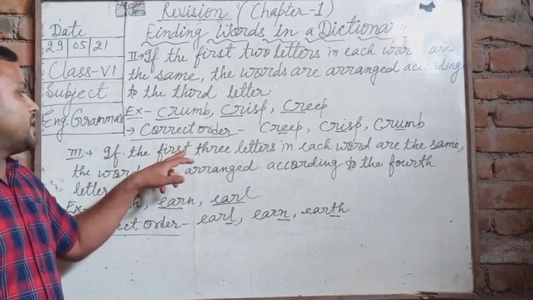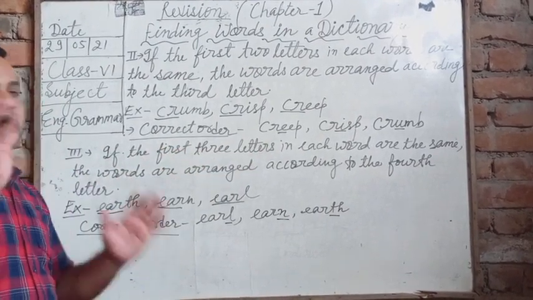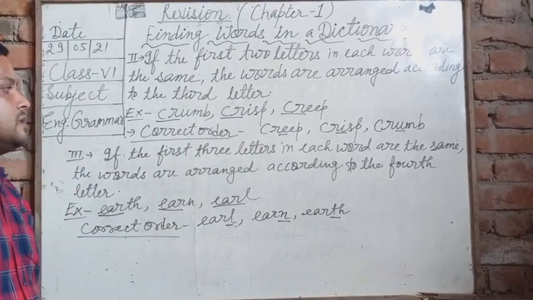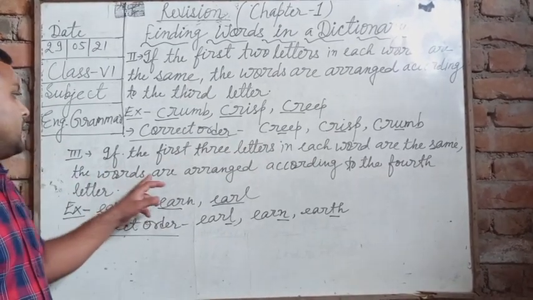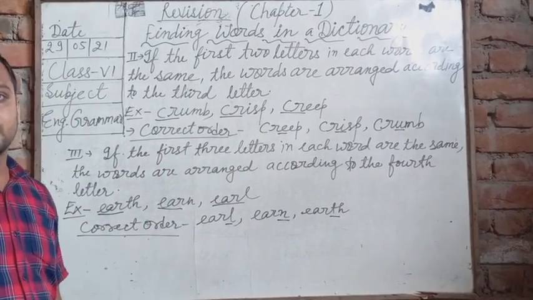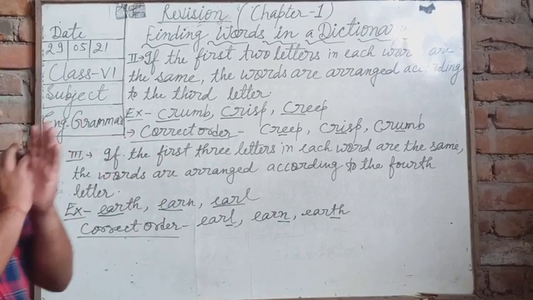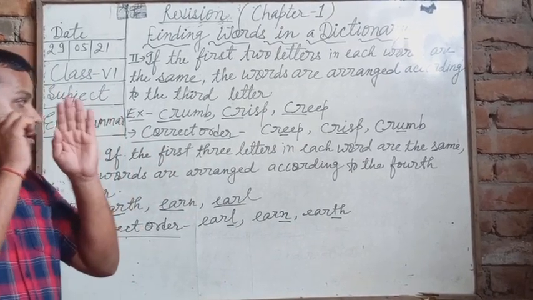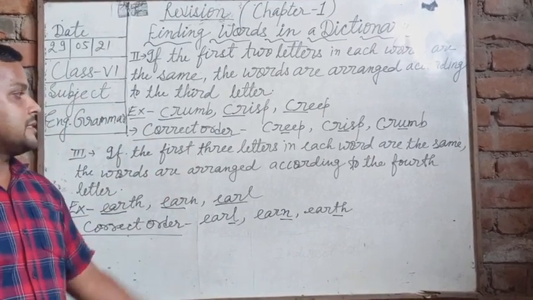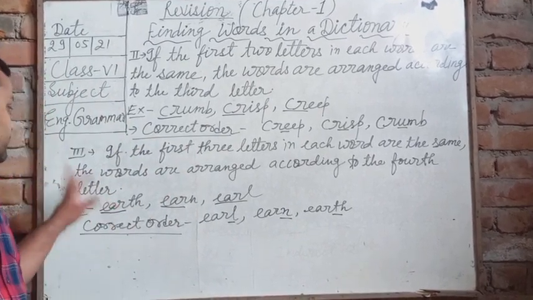Now suppose the first four letters in each word are the same, then the words are arranged according to the fifth letter. So whatever the words, whenever the first letters are the same in each word, then the words will be arranged according to the next letter.